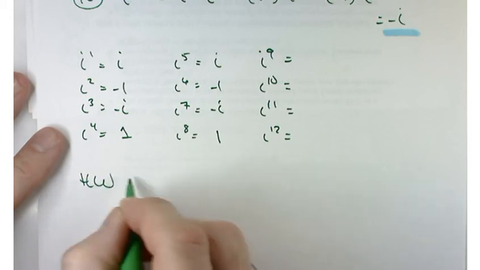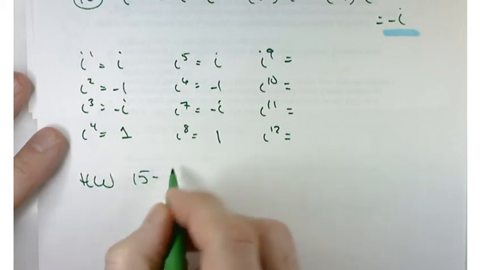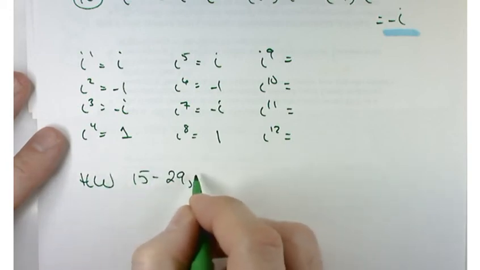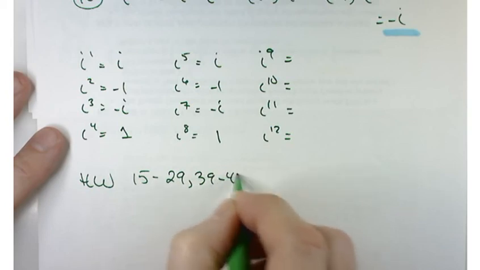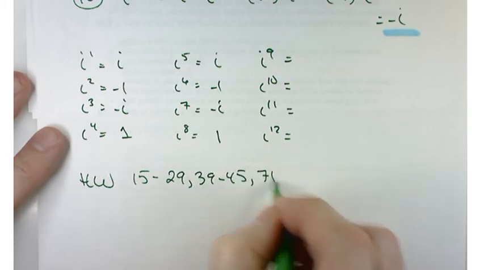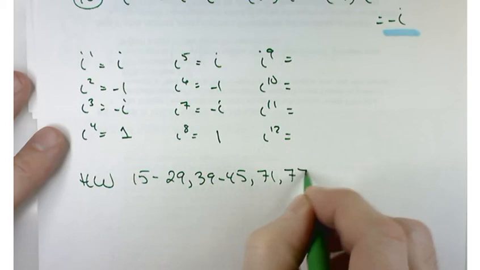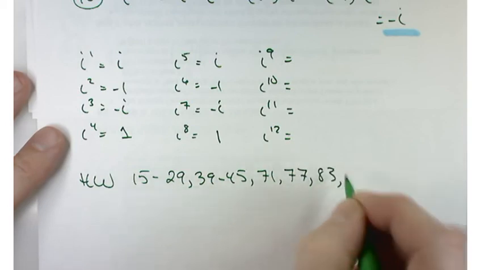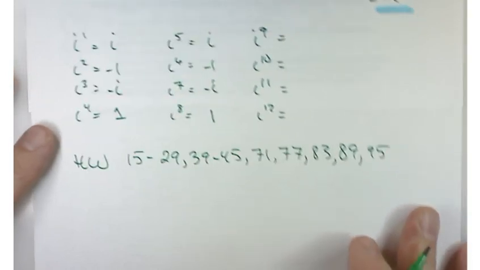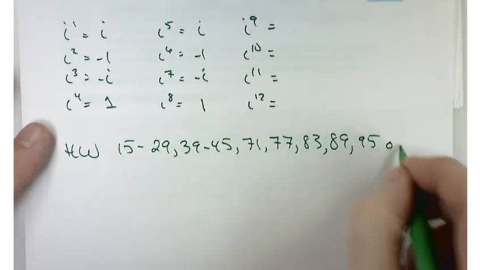All right, for homework, try 15 through 29, 39 through 45, 71, 77, 83, 89, and 95. Let's just make that the odds, okay?